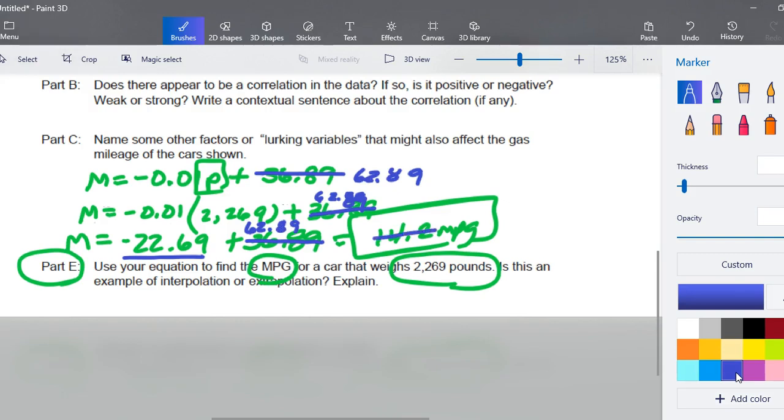14 is pathetic, and this little car is going to get a lot better than 14. So grabbing calculator again, I'm going to type in 62 and 89 hundredths. Let me start the other way. I'm going to start with 22 and 69 hundredths, a negative, and add to it 62 and 89 hundredths. And boy, that looks a whole lot better. So we get an answer of 40 and 2/10 miles per gallon.